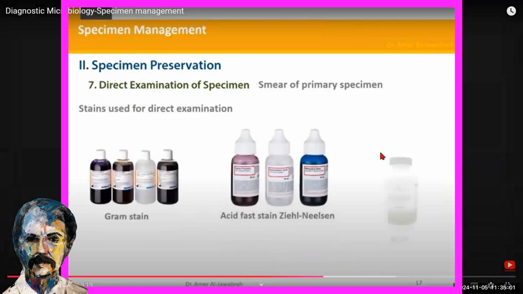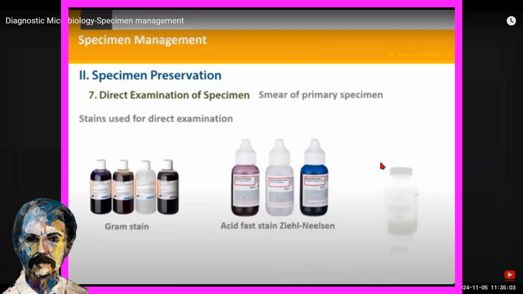So here we are talking about the direct examination of the specimen. What do I mean by direct examination? It means that you are not making the culture, but you are rather taking the specimen directly, like CSF or blood or urine, and making a gram stain of this specimen and then viewing it under the microscope.